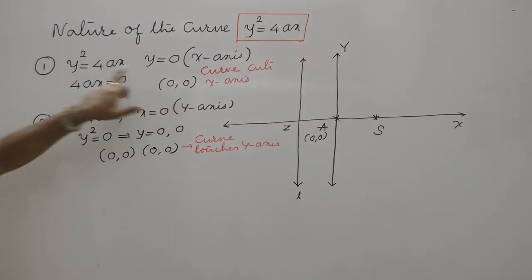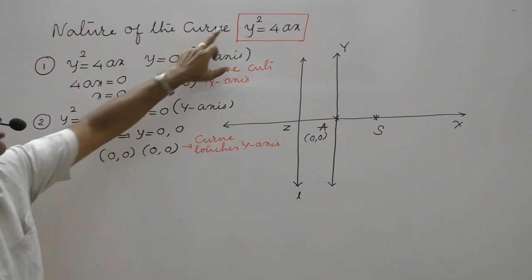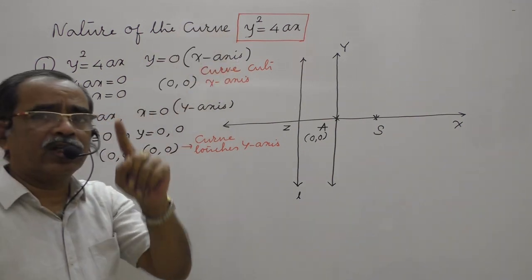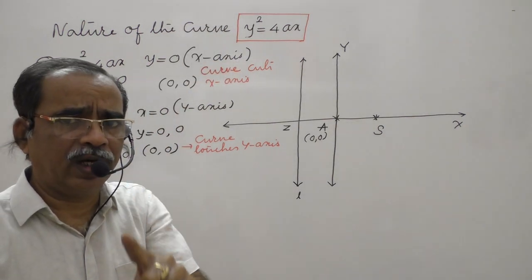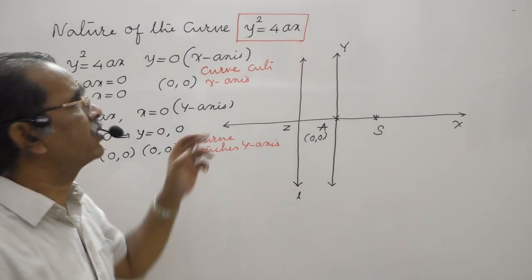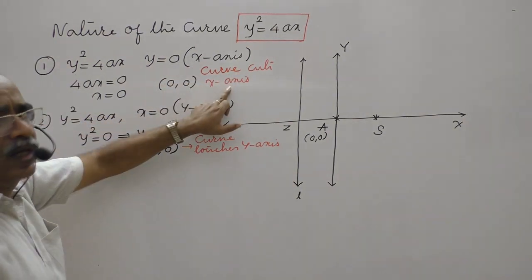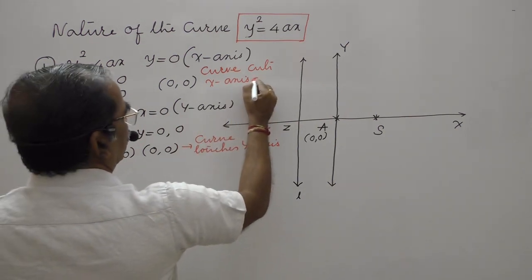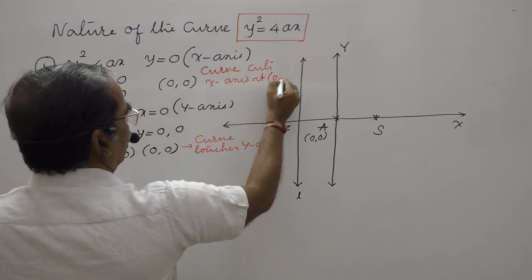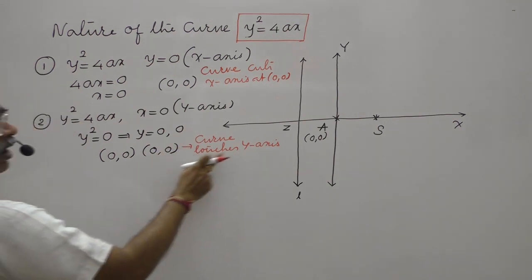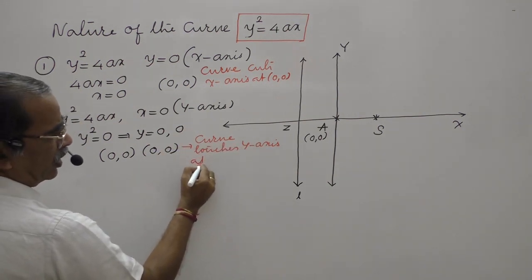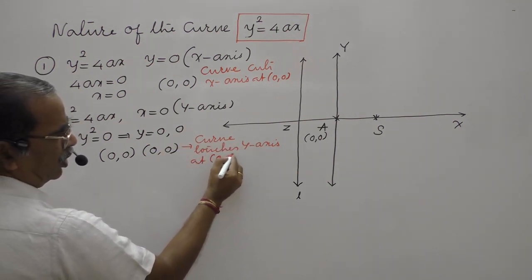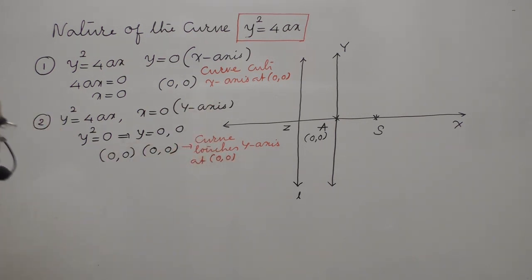So what is the first point? The nature of the curve y square equal to 4ax. The curve cuts the x-axis at (0, 0). At what point? (0, 0). And the curve touches the y-axis at the same point, (0, 0). There is a lot of difference here.